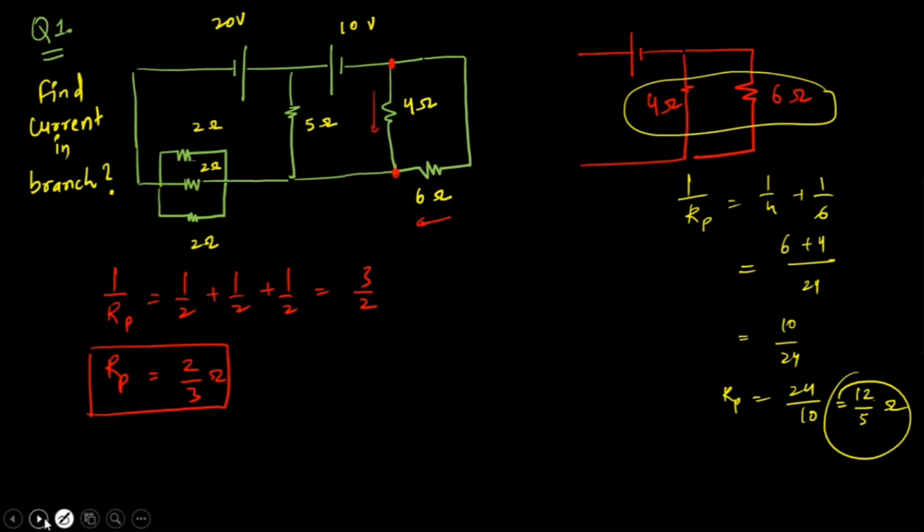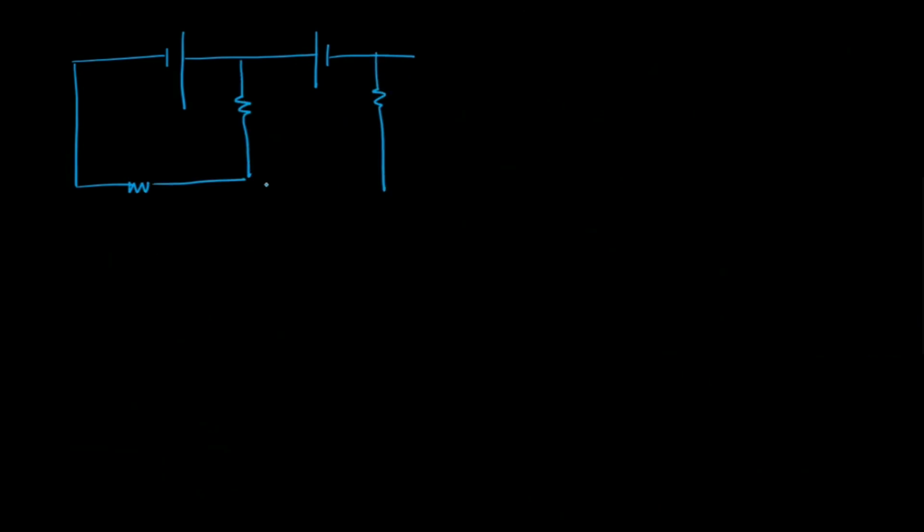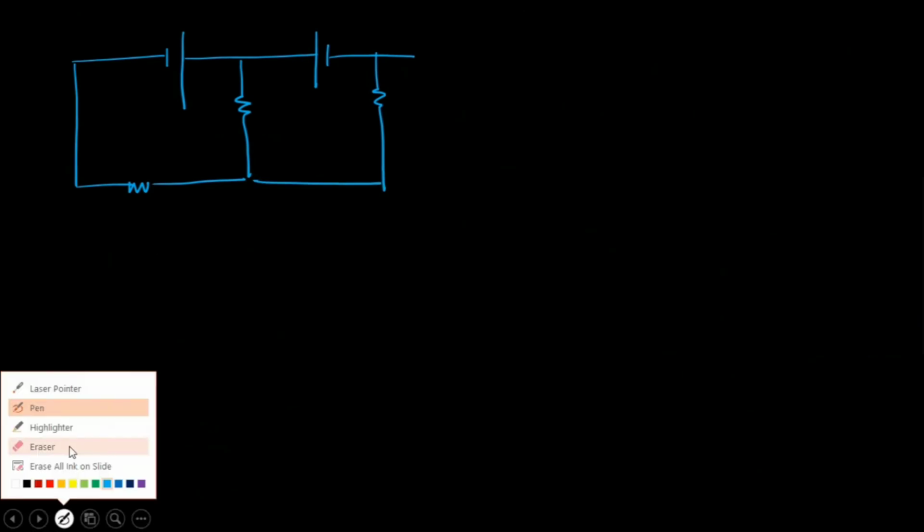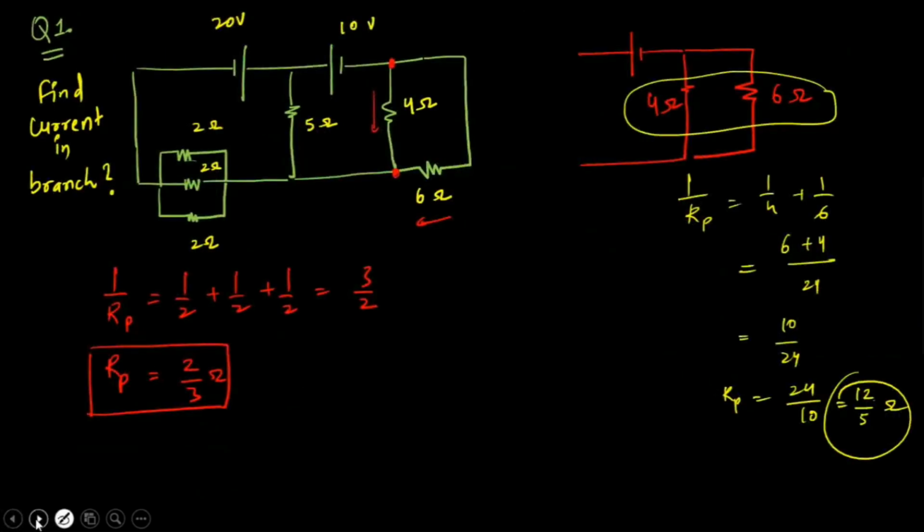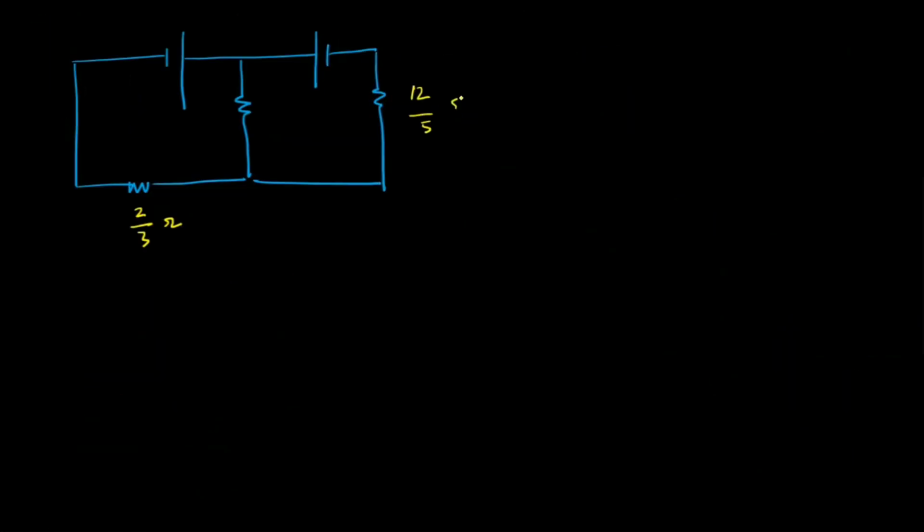We modified the circuit. Let us draw the new circuit, the different one. So here we got one resistor, and here we got another resistor, because we have simplified the resistors here. So this resistor we got here is 2 by 3 ohms. Similarly, the resistor we got here is 12 by 5 ohms. And the resistor in the middle is 5 ohms, whereas this is 20 volts, this is 10 volts. So now this is how the circuit looks.